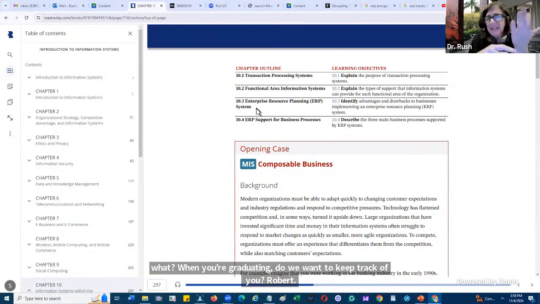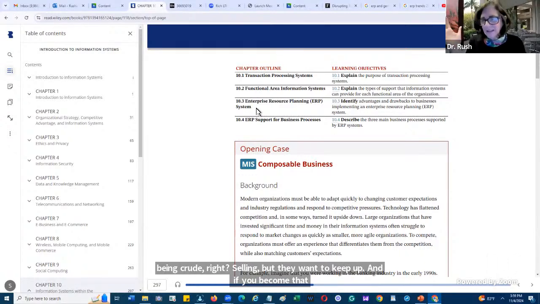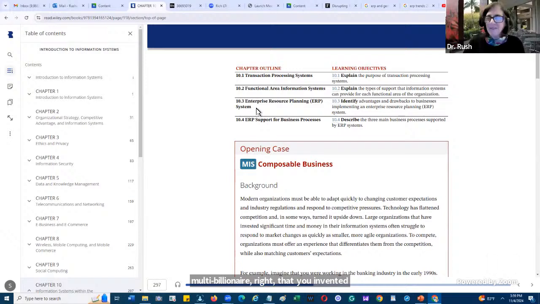Why? Just like any other company, they want to sell you more. Either they want to sell you an MBA, or, I'm being crude, but they want to keep up. And if you become that multi-billionaire who invented something, Robert, wouldn't you love to have a building with your name on it? We can give it to you too, and then you can have something special.